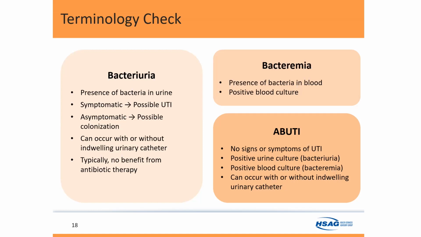And then we've got bacteremia, and that's the presence of bacteria in the blood. Obviously, to identify this is through that positive blood culture. And then a little bit more on the ABUTI, which we covered. Again, no signs or symptoms, but then we have to have both that positive urine culture and that positive blood culture, and again, with or without that urinary catheter.